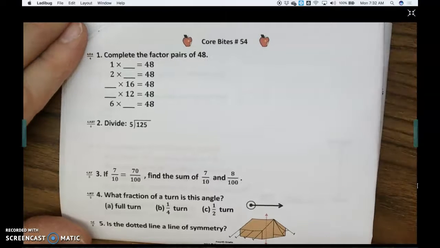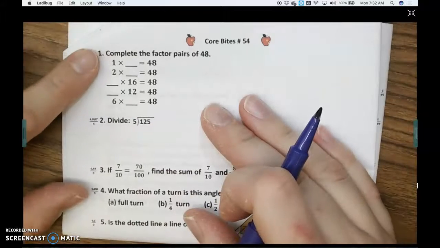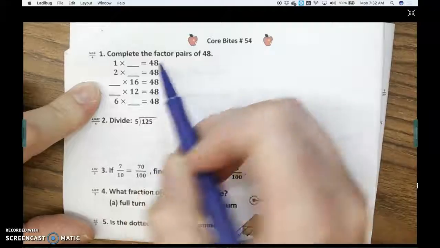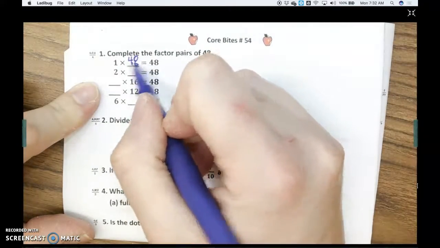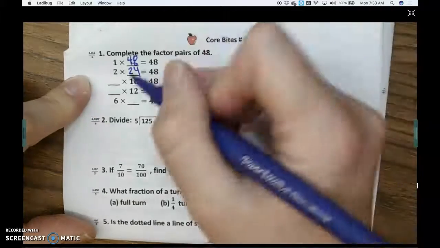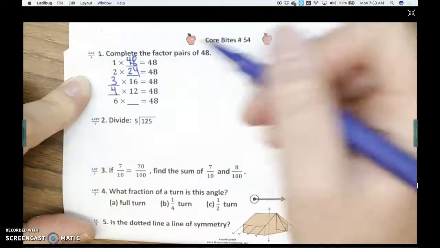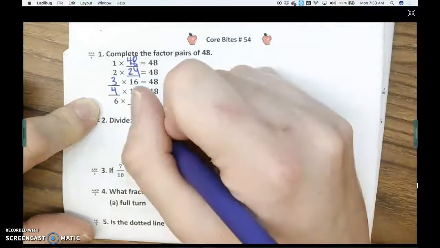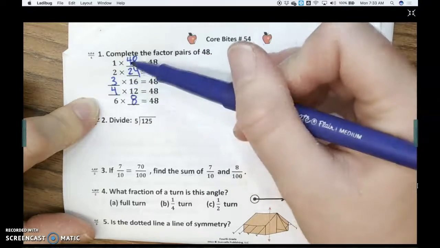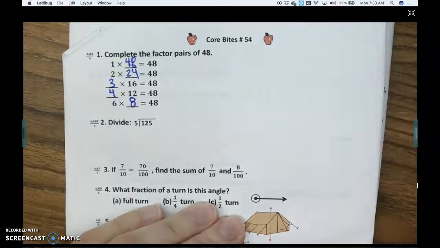Alright everybody, here's your core bites number 54, so make sure you make your corrections on your paper. So for this one, we are going over our multiplication facts. So we know anything times itself gives us the same answer, so 1 times 48 is 48, 2 times 24 is 48, 3 times 16 is 48, 4 times 12 is 48, and then 6 times 8 is 48. So as you notice, these numbers increase, these numbers decrease, because when you're multiplying two pieces, two parts together.